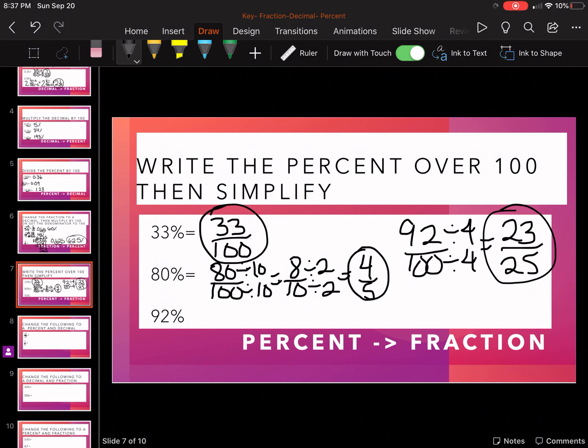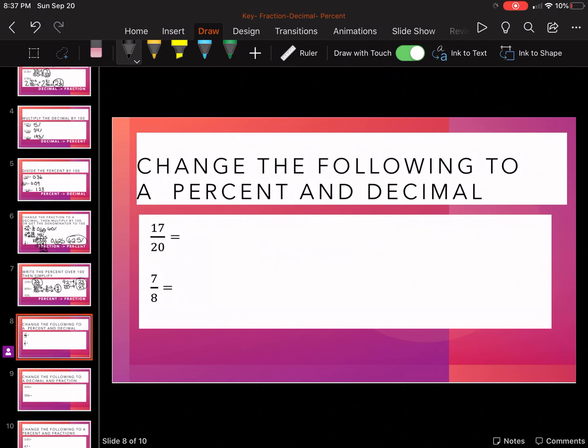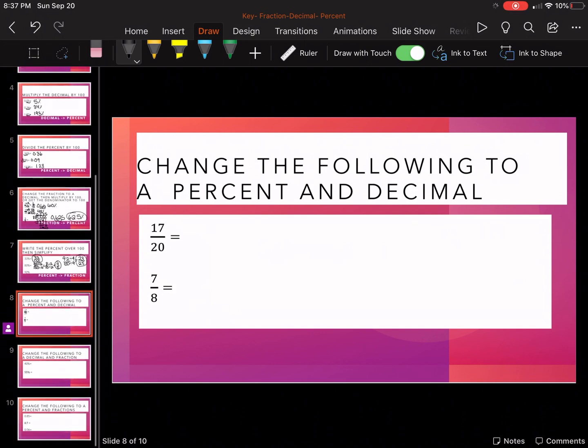Okay, write it over 100 and then simplify it. Percent's always out of 100. So here on these next ones, I want you to go ahead and change them to all the different versions, and I want you to practice and then come back and check for the key.